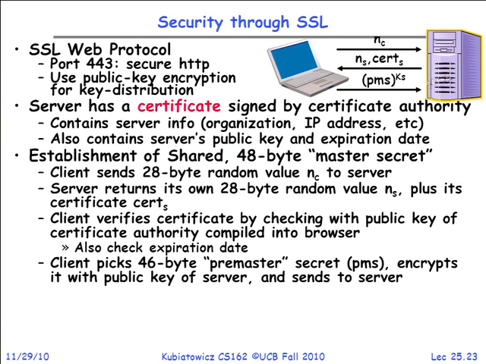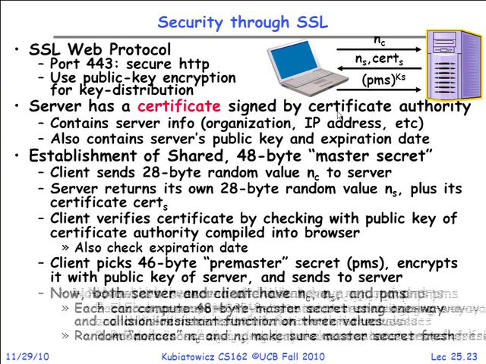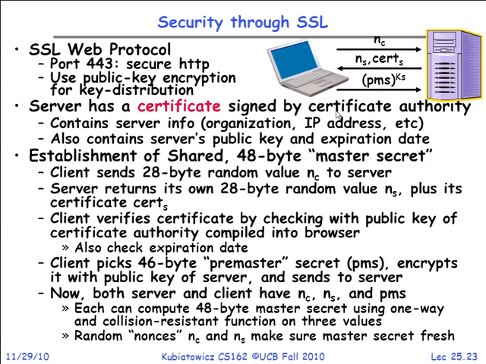And now the client and the server share three pieces of information: the NC, NS, and the 46-byte pre-master secret. At least the 46-byte one is only owned by both sides, and nobody else knows it. These other two are there to make sure that the result is fresh. You combine all of these things together, and the net result is a 48-byte secret, which is then used for just that one session. Okay? And now both the server and the client have a 48-byte secret.